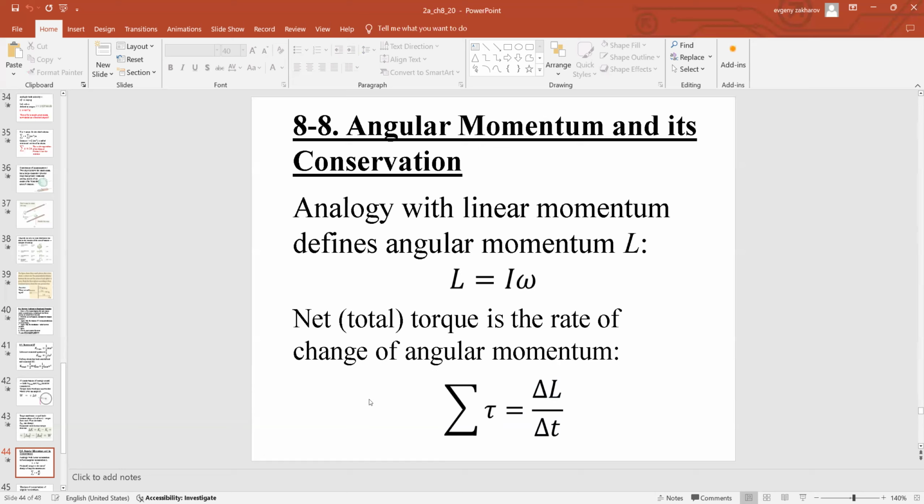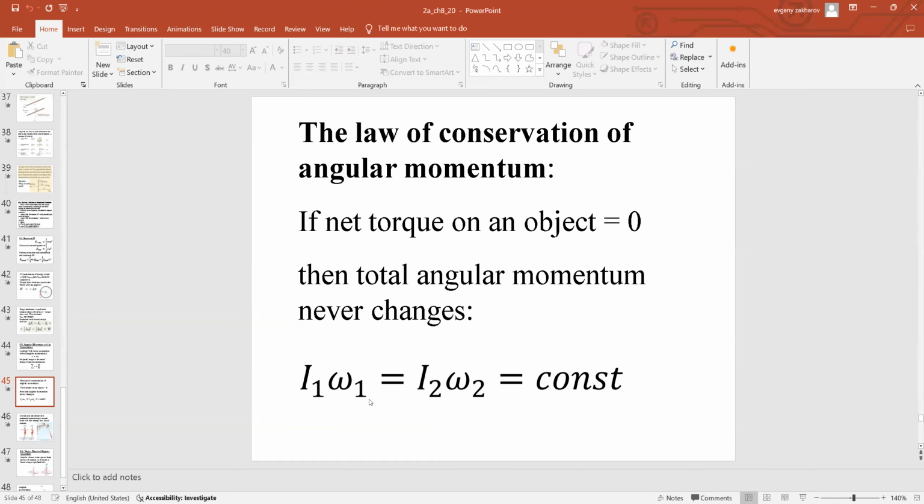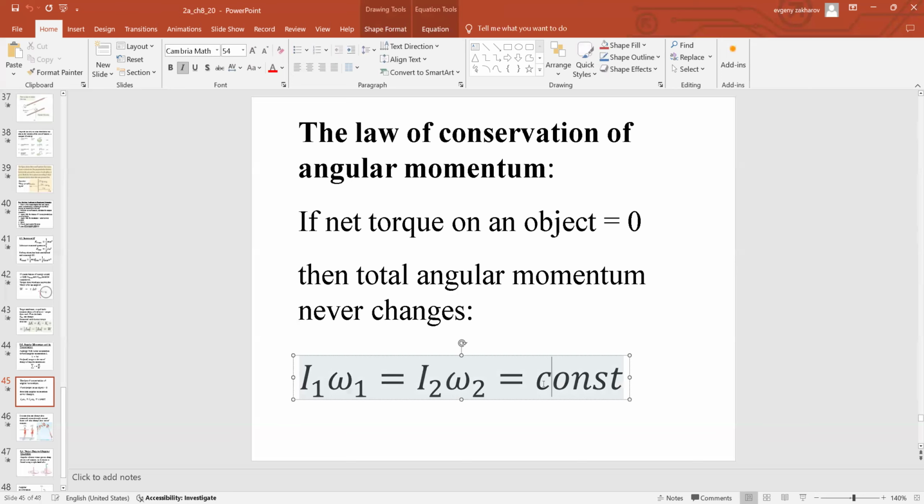And it's also conserved. Good news, angular momentum is conserved the same way as linear momentum was, which allows you to solve all the collision problems when you have some kind of rotation. So you have one rotating disk, and then another rotating disk falls on top of it. You can easily say I omega before the collision equals I omega after the collision, or I1 omega1 equals I2 omega2, and this quantity is conserved.